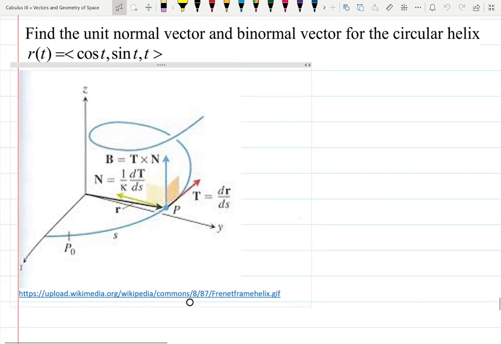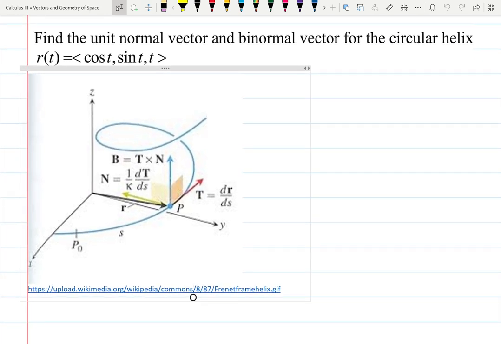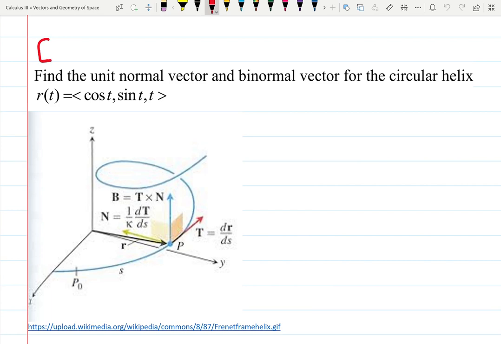Find unit normal vector, binormal vector. They do not mention tangent because tangent is required to find before these two. So we are going to find in this example T, N, and B. And this is the famous trio that represents surfaces and curves in 3D.